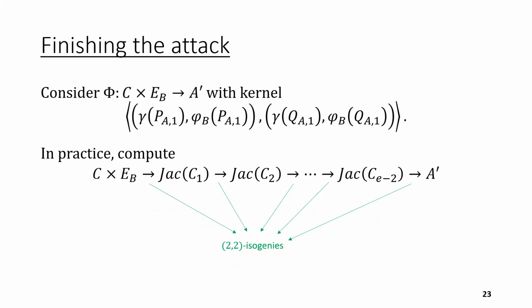Generically, these are just Richelot isogenies. And then the last question is, well, what's A prime? Remember, we had 4 options for E1.